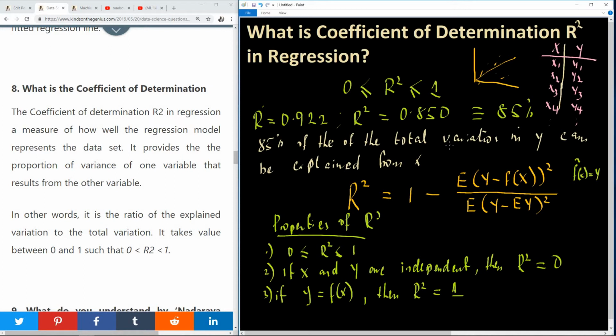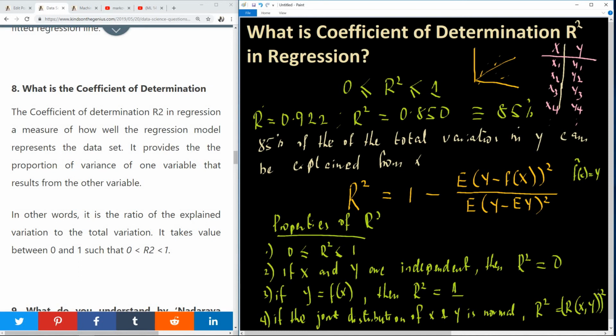And finally, if the joint distribution of X and Y is normal, then R squared is equal to r_XY squared. Now I cannot explain this at this point, so this is just for your information.